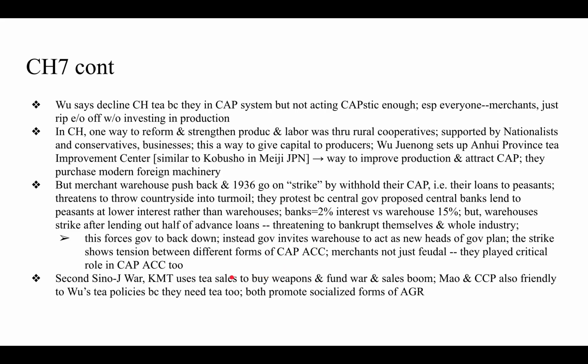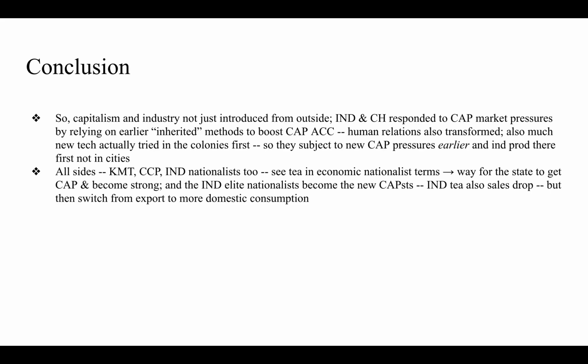During the Second Sino-Japanese War, the Kuomintang used tea sales to buy weapons and to fund the war, and there was a big boom in tea sales. And Mao and the CCP were also friendly to Wu's tea policies because they needed tea too. Or more specifically, they needed the profits from tea production. So both promoted socialized forms of agriculture.